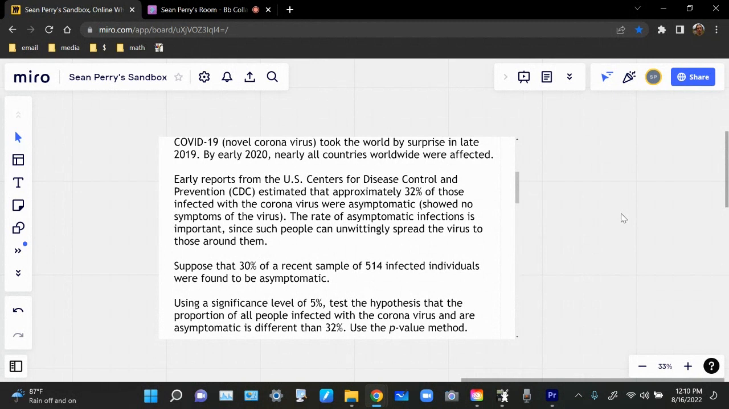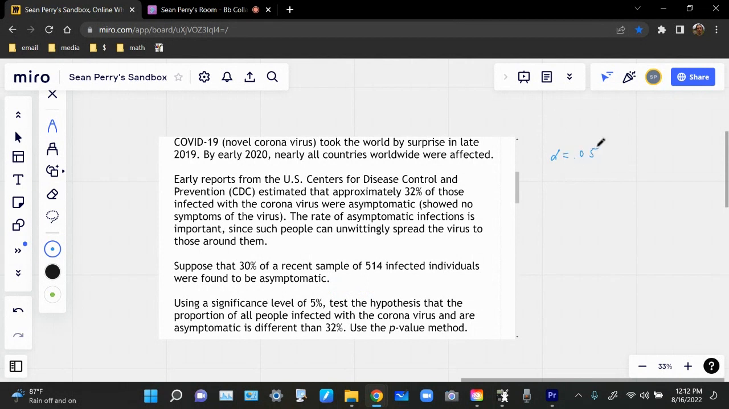Suppose that 30% of a recent sample of 514 infected individuals were found to be asymptomatic. Using a significance level of 5%, test the hypothesis that the proportion of all people infected with the coronavirus and are asymptomatic is different from 32%. Use the p-value method. So let's start to digest this problem. We know that we're going to be conducting a test of a proportion. So we're going to use the proportion formulas for our test statistic. They have asked that we use a 5% significance level. So that's going to give us alpha equal to 0.05.